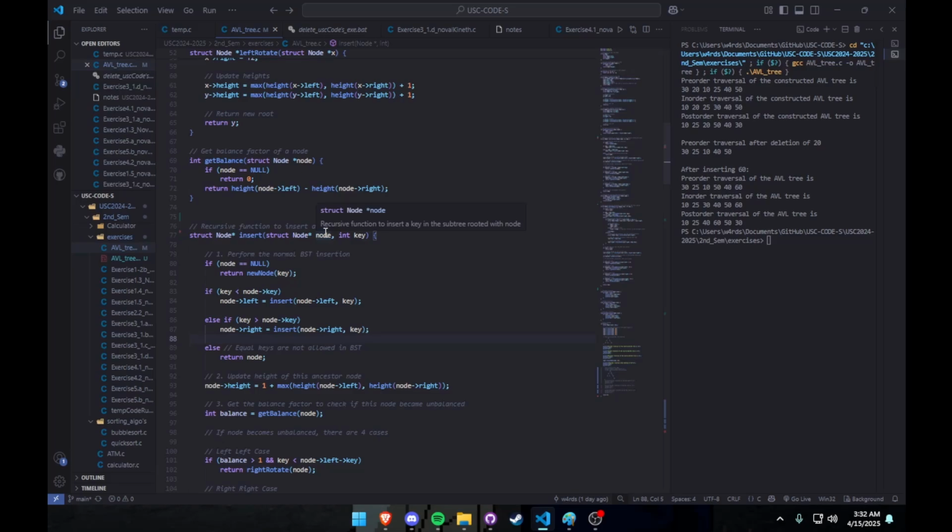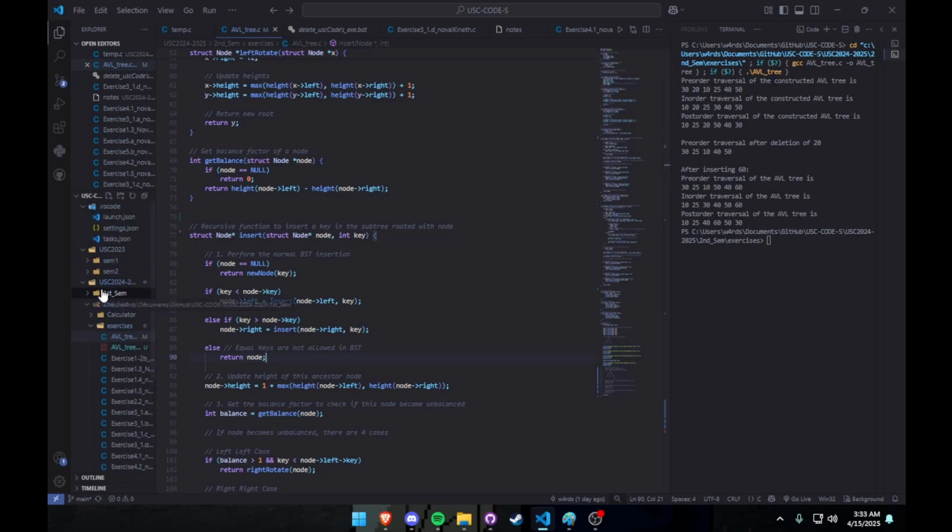These two are insertions. So anyways, else equal keys are not allowed in BSTs. Return node. This is just the baseline in case something is wrong. This is error finding. In JavaScript you could call this catch, I believe.